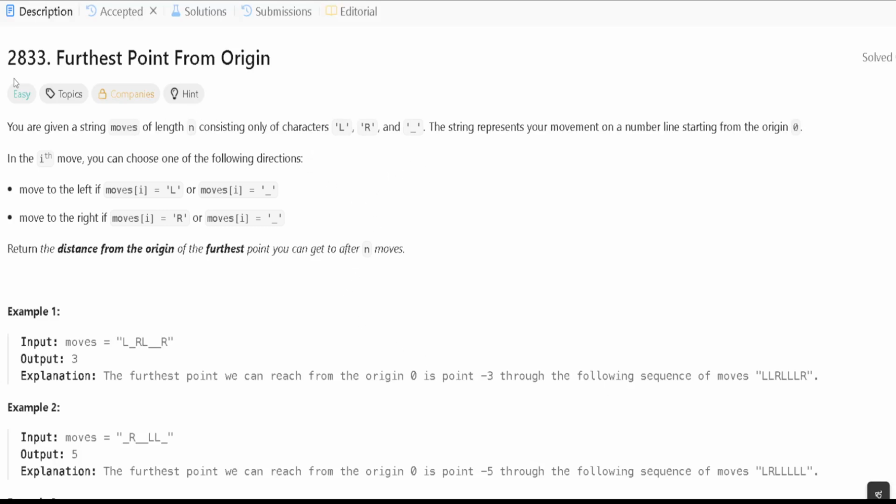So in this video we are going to understand the LeetCode problem number 2833. It's Furthest Point From Origin. So we'll understand what the question is saying. The very first thing the question says is that you are given a string of length n. It is named moves and consists of the characters L, R, and underscore.